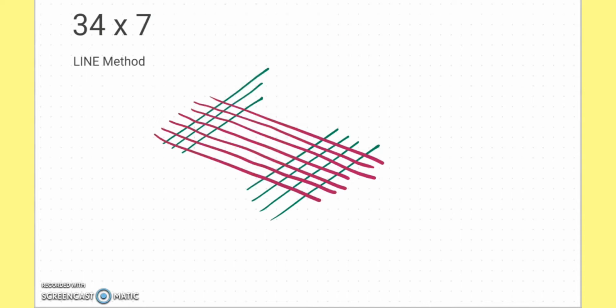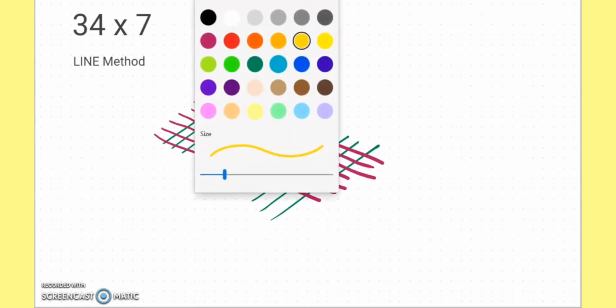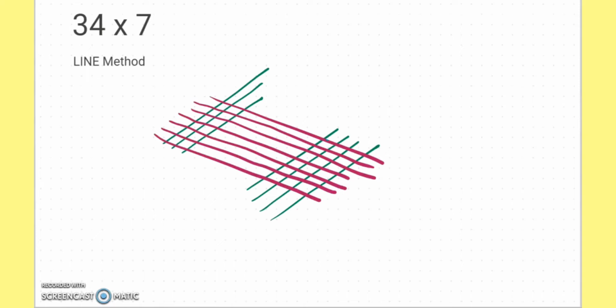Then you will see here that there are 2 groups of intersection points. We will be counting these intersection points. For the first group, we have 1, 2, 3, and so on, up to 28. So we write 28, but again, the 2 should be carried over to the next. The other group will actually tell us the tens digit of our product.